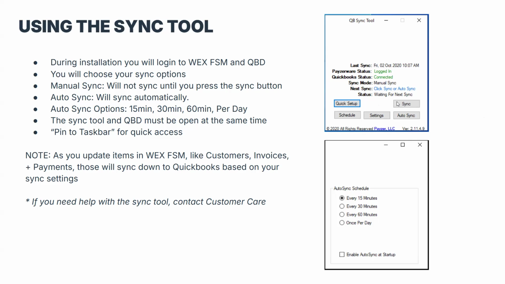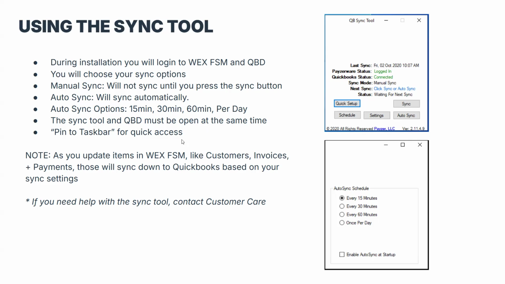If you want, you can set up an auto sync, either 15 minutes, 30 minutes, 60 minutes, or once per day. And for the auto sync, it will just automatically sync at the intervals you set, and you don't have to push a button or think about it. It will just happen in the background automatically. Now, the sync tool does need to be open. So when you have QuickBooks open and you're working, you will need to have the sync tool open as well. That will just run in the background and do the sync.